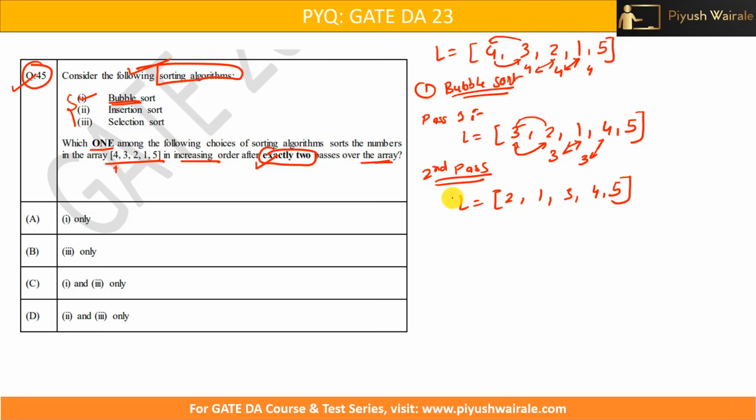But this is not a sorted array. We want this in increasing order, that is 1, 2, 3, 4, 5, but we didn't get the sorted array here. It means that the bubble sort algorithm will not give the sorted array after exactly two passes. So option A is not correct. It means that option C is also not correct, because it will not give me the sorted array either. So this option is also not correct.